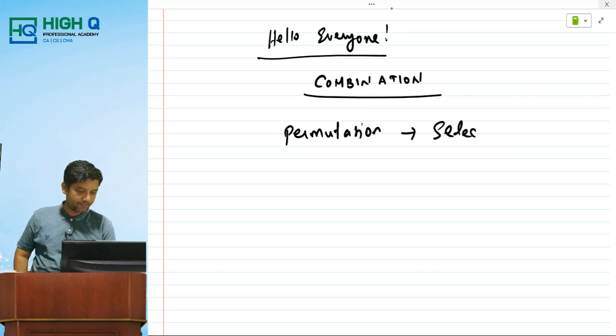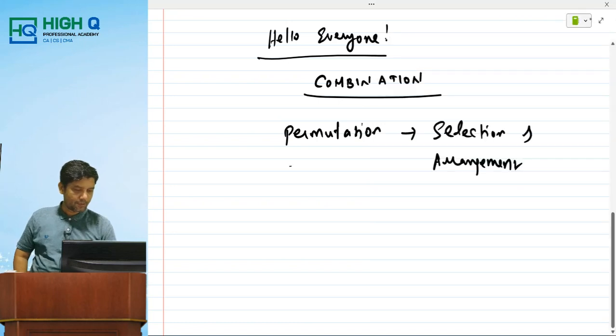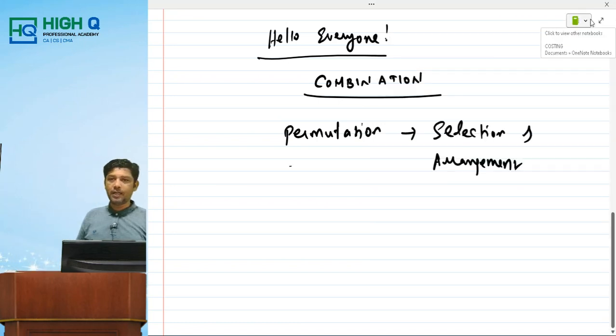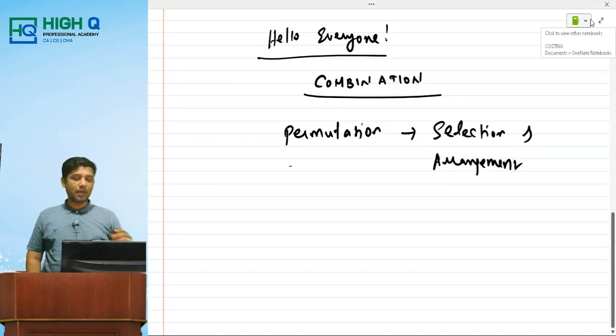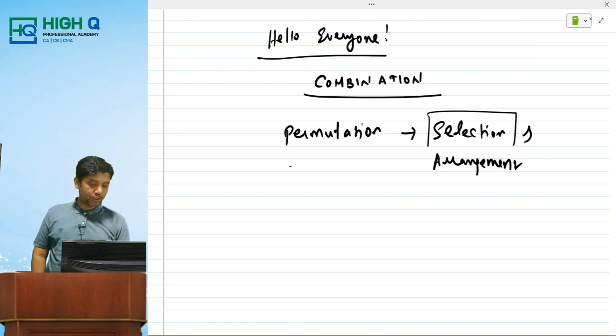According to us, what is permutation? Selection and arrangement. Is that right, my dear? This is what permutation is. Only the selection portion is combination.